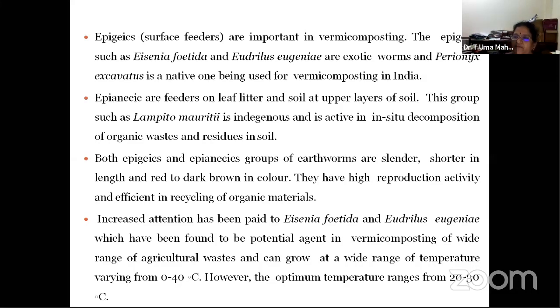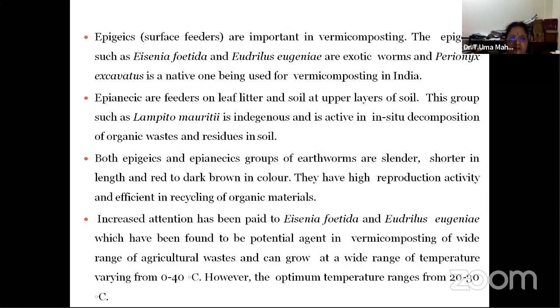Now, when we want to feed them artificially, it is very difficult, because if they go down even 1 meter, it is very difficult to collect them. To avoid that, in India we generally go for epigeic earthworms. That is, we select earthworms which go only up to 2 feet depth, so they can burrow and feed on the material. Those are the ones much used in India.